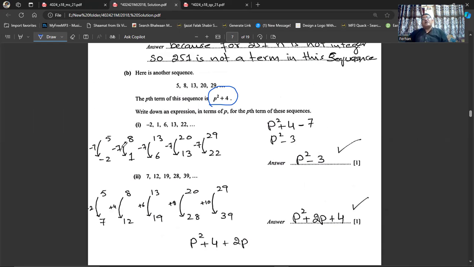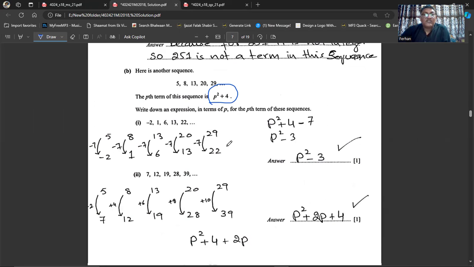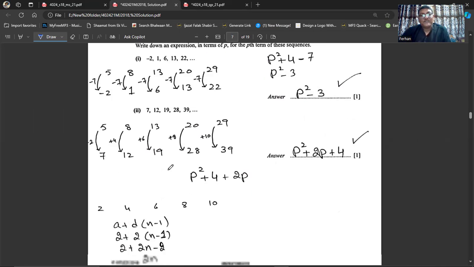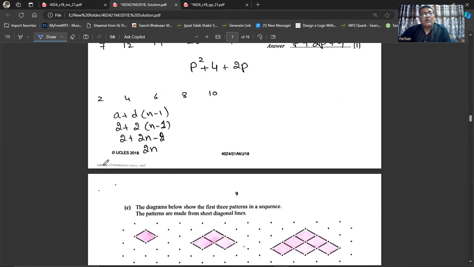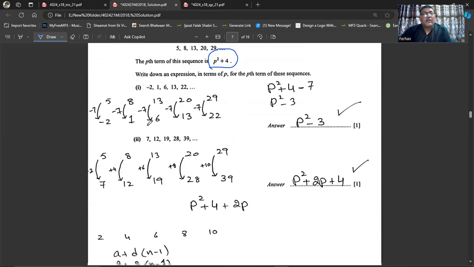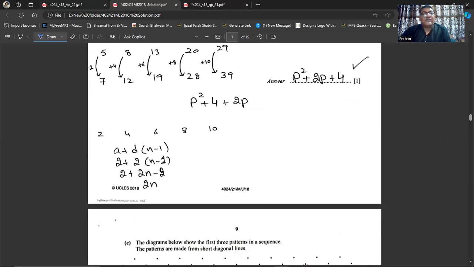And here you have to catch the pattern, using a given pth term for another sequence. You have to check what is the relationship of this sequence with that sequence. Okay, so I think this is good to go. Here I've tried to find out the exact value.